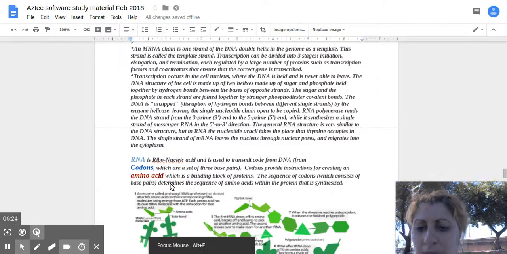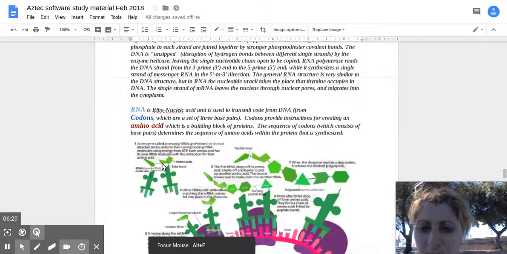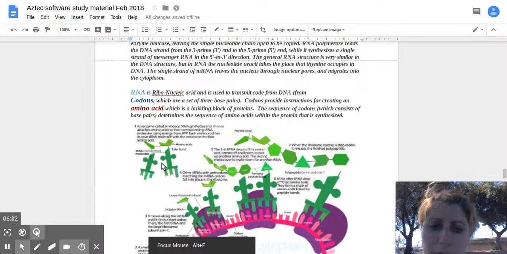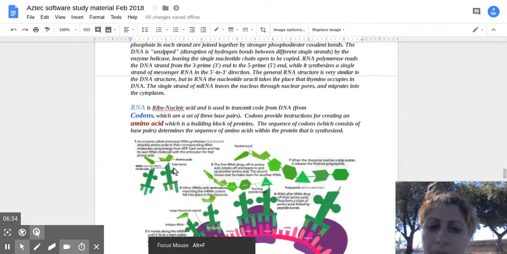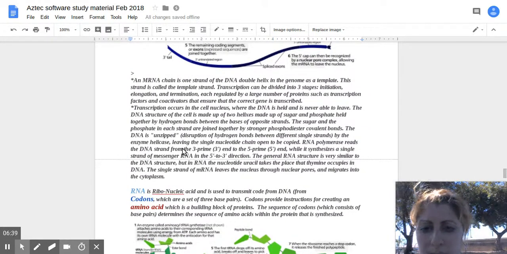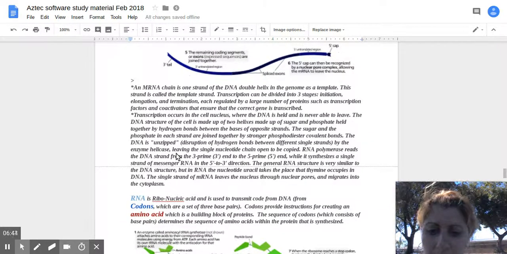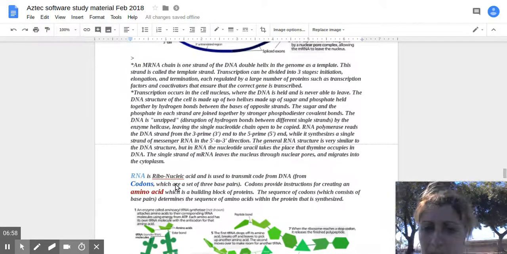RNA, which is ribonucleic acid, is used to transmit code from the DNA via codons. Codon means a set of 3 base pairs. So codons provide instructions for creating the amino acid chain, and the amino acid is a building block of protein. The sequence of codons, which consists of base pairs, determines the sequence of amino acids within the protein that is synthesized.